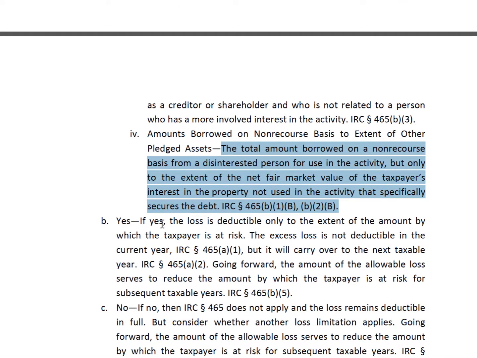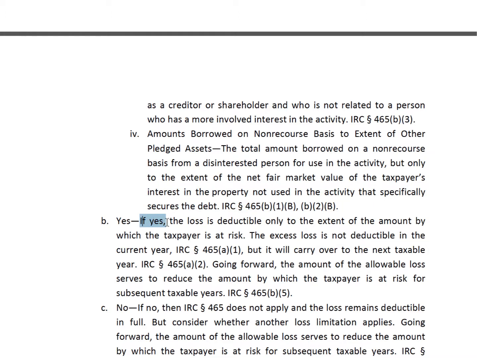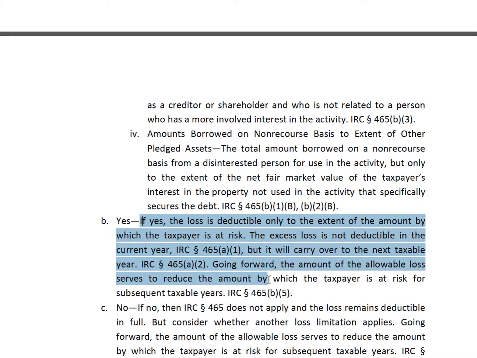So if you do have at-risk amounts, then the loss is deductible only to the extent to which the taxpayer is at risk. Now, the excess loss is not deductible in the current year, but does carry forward until the at-risk amount goes up, similar to the outside basis from the first step of the waterfall of these loss limitations for partners. It's basically you're keeping track of a basis and an at-risk amount.